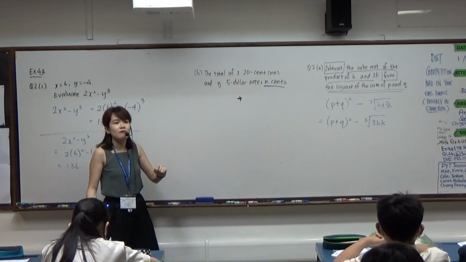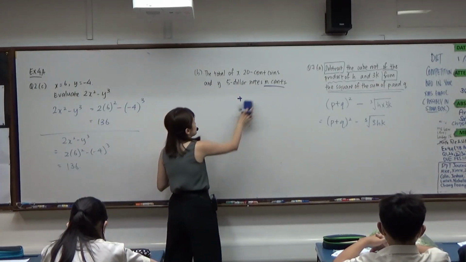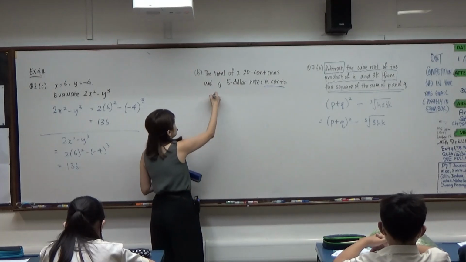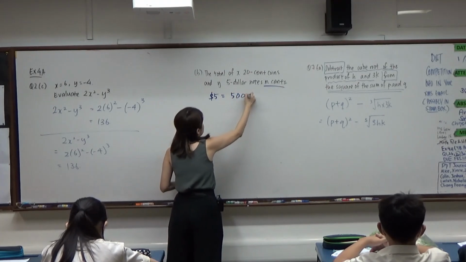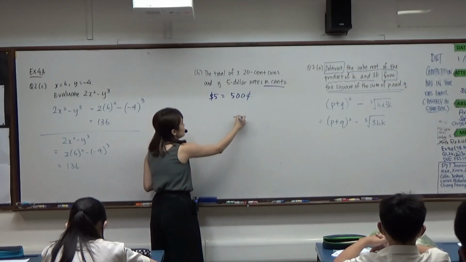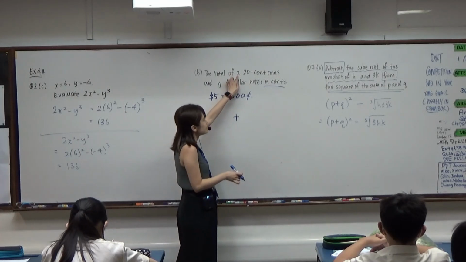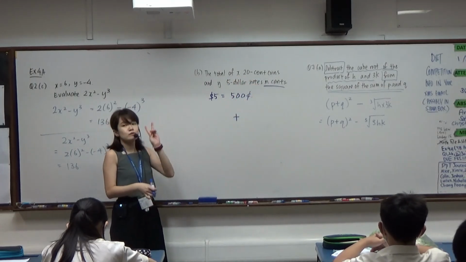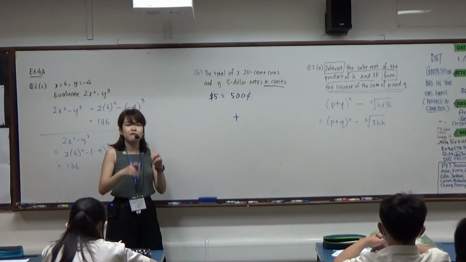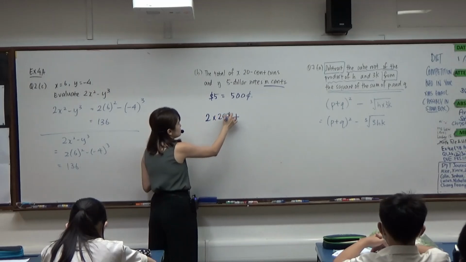That means I must convert my $5 into cents first. What is $5 in cents? How many cents are there? Okay, $5 is 500 cents, right? Okay, so to find out the value, if I have X number of 20-cent coins, for example, if I have two 20-cent coins and I want to find the total value, I will take 2 times 20 cents, right?